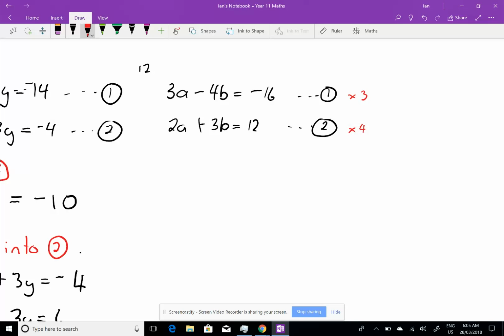As you can see, I chose those numbers because they're the opposite coefficient in either equation. So you can see the 4 here, so I multiplied equation 2 by 4, and the 3 here, and I'll multiply equation 1 by 3.